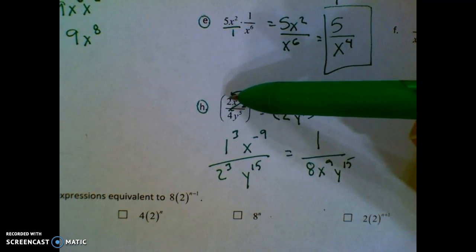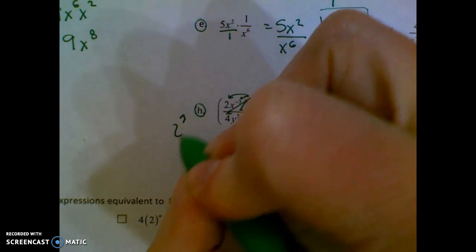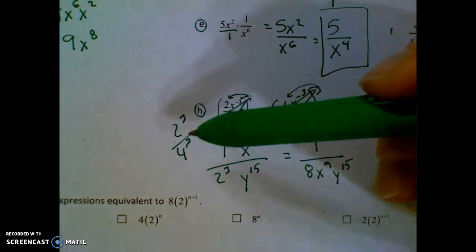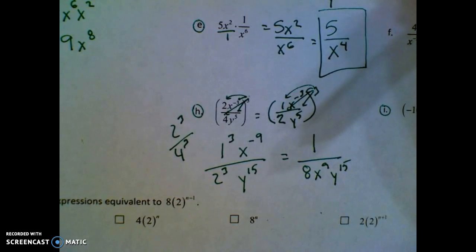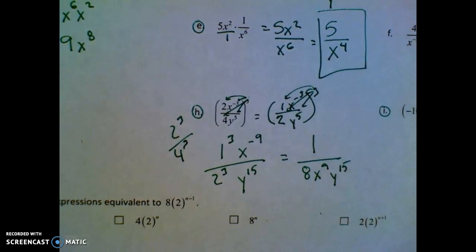If you had left this as 2 cubed and 4 cubed, you would have had to have done the math and then actually reduced those things. So I didn't want to do that, which is why I changed it to 1/2.